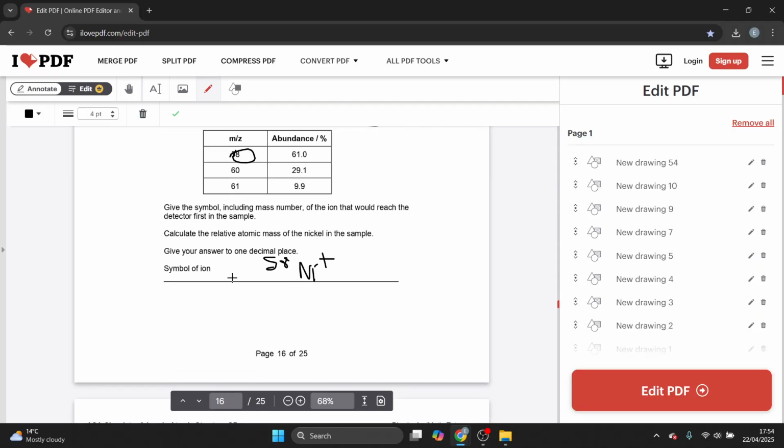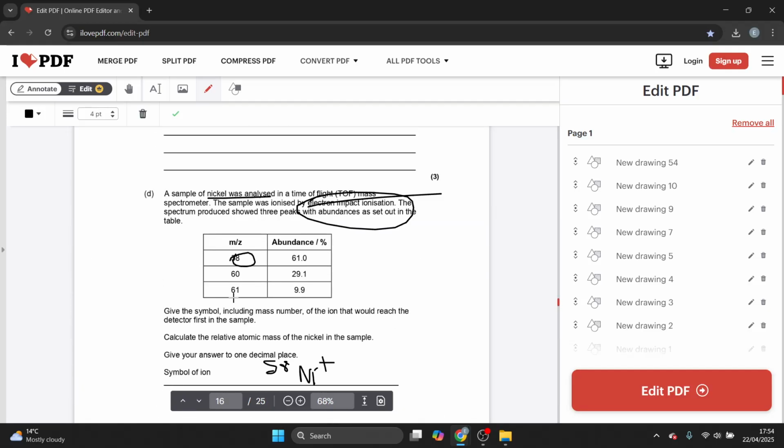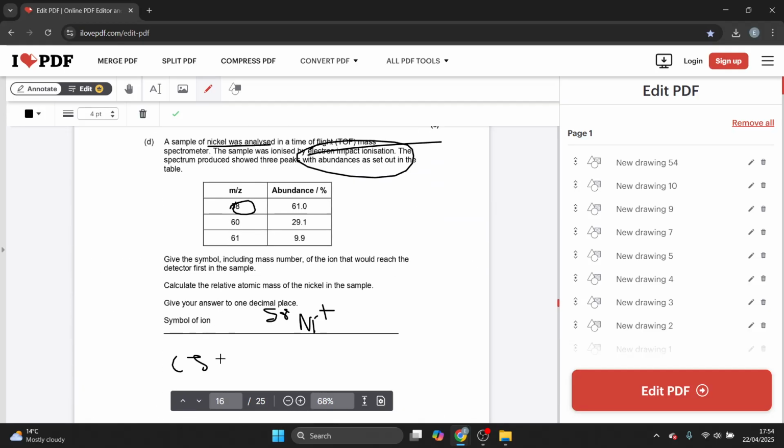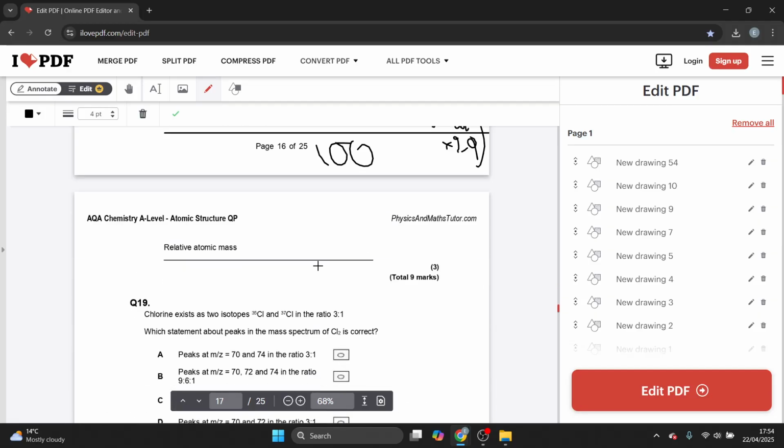And then calculate the relative atomic mass. These are very easy now, because all you do is this: 58 times 61 plus 60 times 29.1, and so on. Do I think you'll get this in a real exam? No. I think now they're going to do increasingly challenging relative atomic mass questions, because a lot of students struggle with it. So why wouldn't they do it? And then you should get Ar, relative atomic mass, is 58.9.